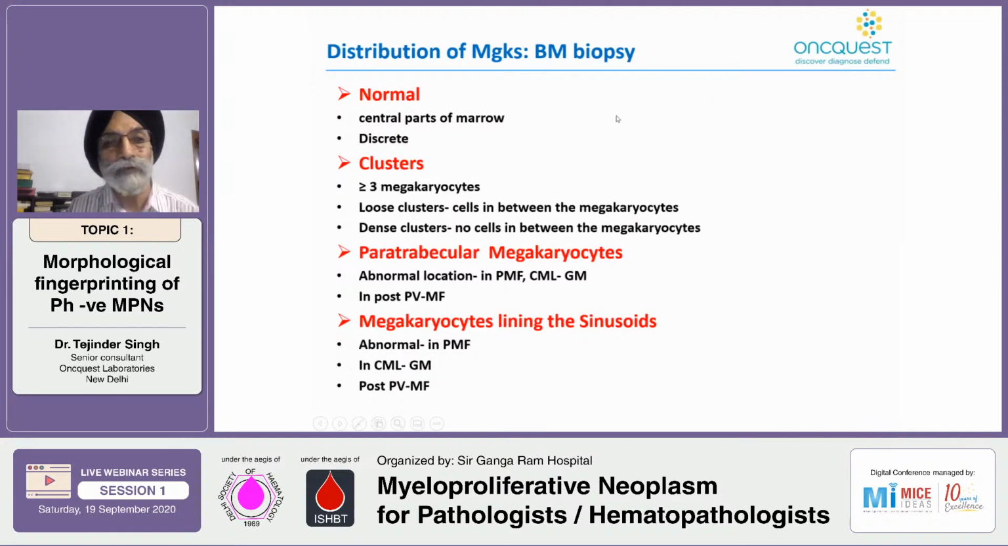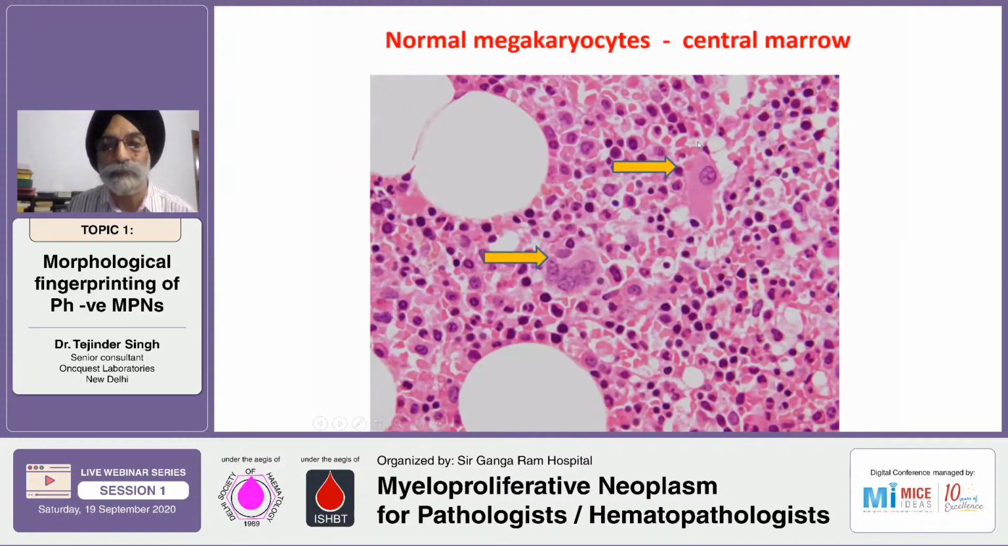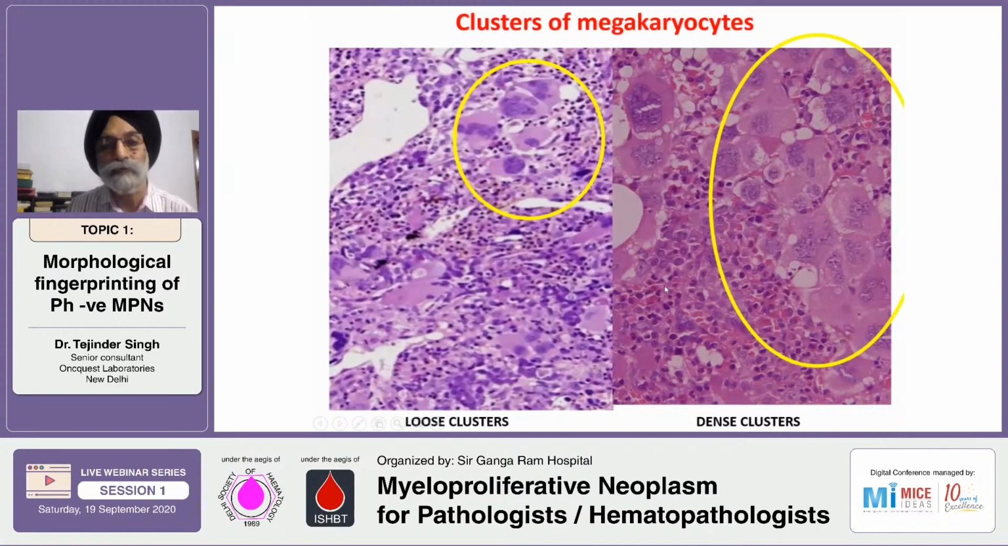And then we go on to the distribution of the megakaryocytes. What is the distribution? On bone marrow biopsy, clusters, paratrabecular, and megakaryocytes lining the sinusoids. But first of all, what is the normal distribution of megakaryocytes? Now, this is a bone marrow biopsy. What we find is that the megakaryocytes are present in the central part of the marrow. They are nowhere near the bony trabeculae. So this is the normal distribution of megakaryocytes.